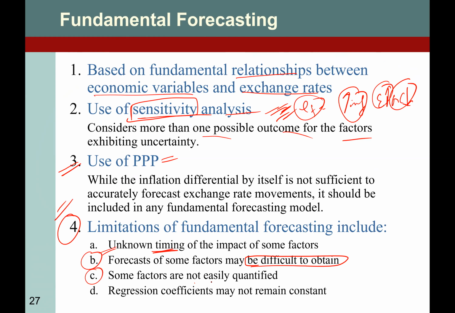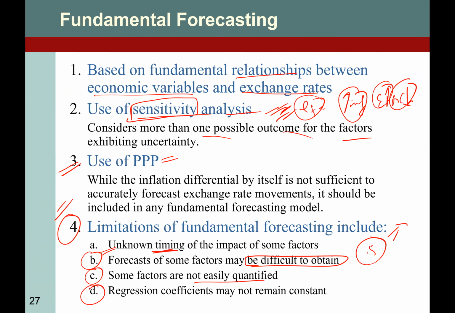Some factors are not easily quantified. Like in political analysis, if you want to include that there is political unrest, currency should go down. How do you quantify that? Political value is 0.5. What does it mean? It's really hard to quantify the objective or the nature of the variable. If the nature of the variable is subjective, then it is really hard to quantify that data.